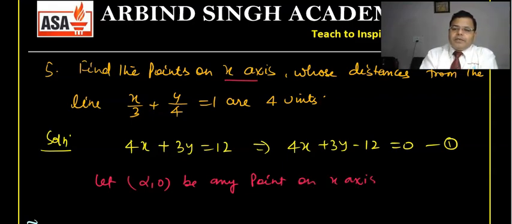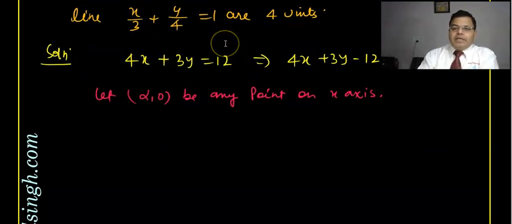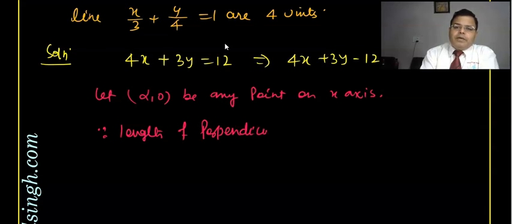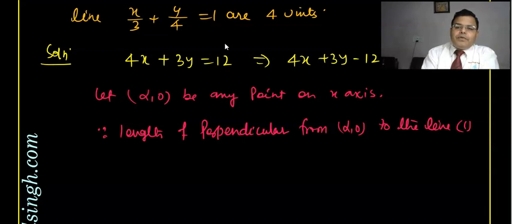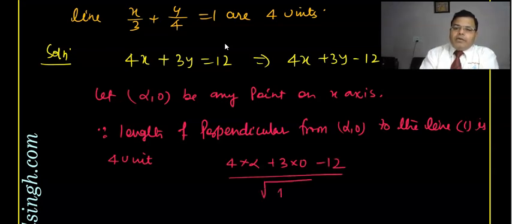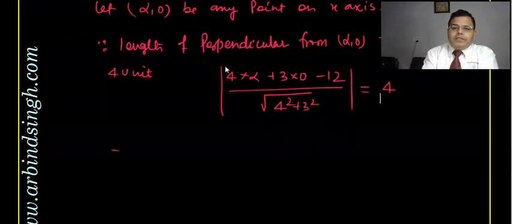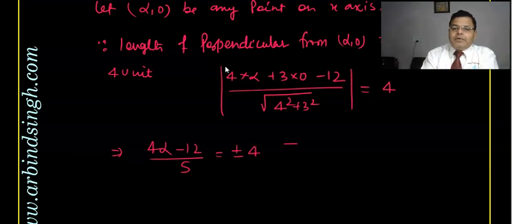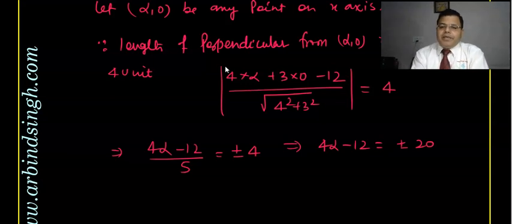Since the length of the perpendicular from (alpha, 0) to the line is 4 units, we can write: 4 into alpha plus 3 into 0 minus 12, upon under root 4 square plus 3 square, is equal to 4 units. So we can write 4 alpha minus 12 upon 5, and if you remove the modulus, that will be plus minus 4. Therefore 4 alpha minus 12 is equal to plus minus 20. 4 square plus 3 square is 16 plus 9, 25, and the square root of 25 is 5.